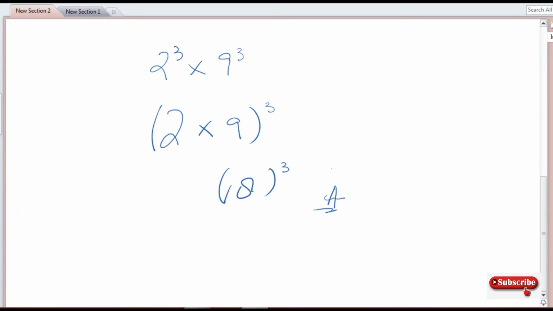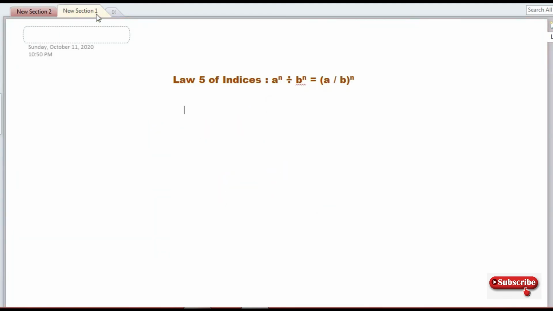So the fourth law says if the power is same on the bases, we can take power as common and we can further evaluate the values and simplify it. I hope this law is clear, and I have explained two different examples to make you understand this law. Now moving on to the next law, which is the fifth law.